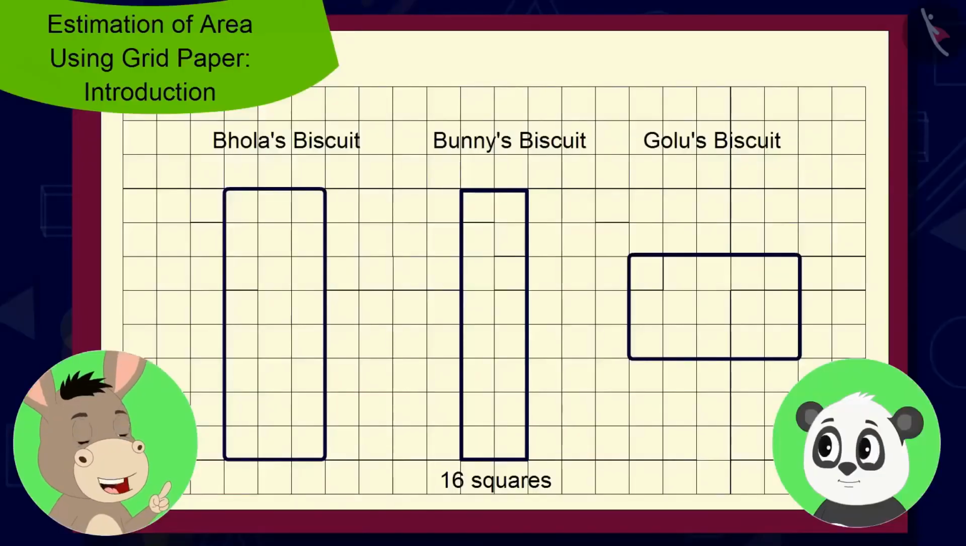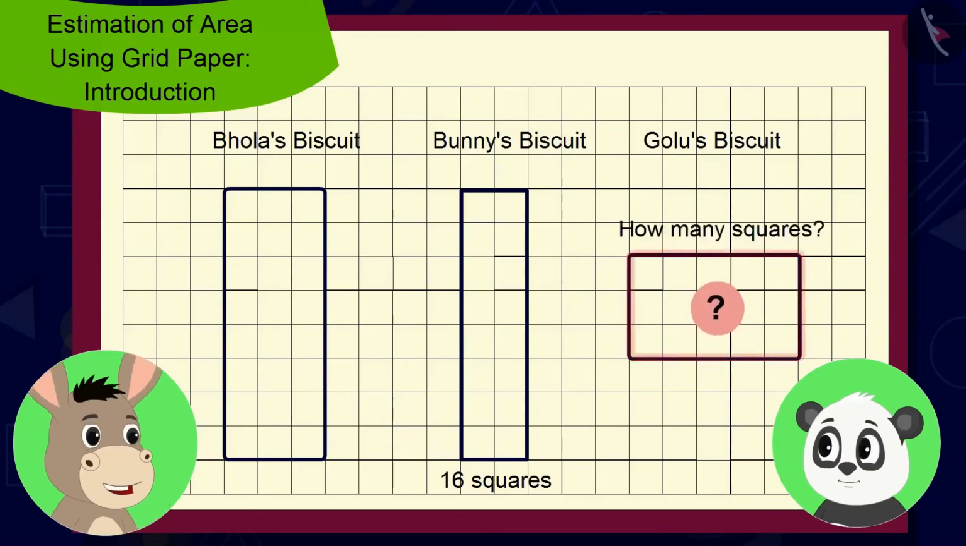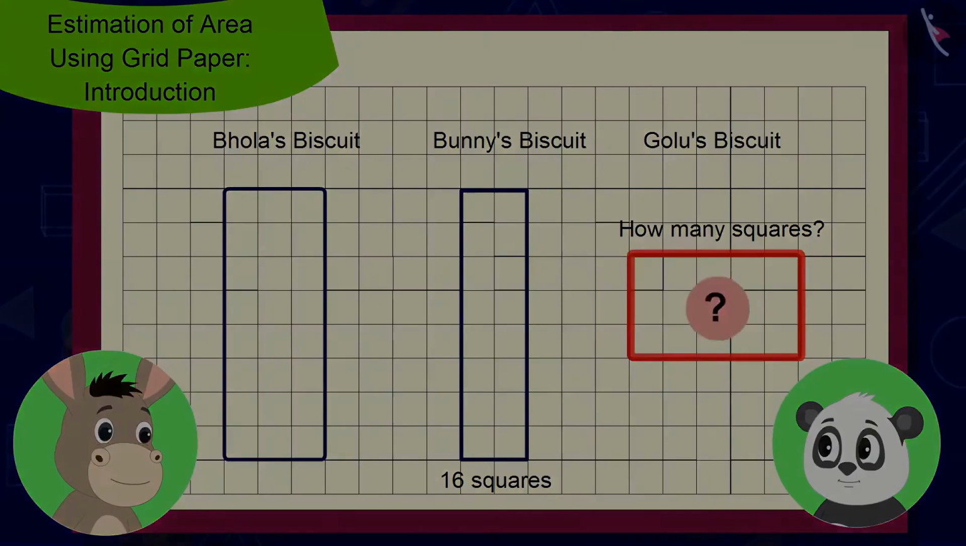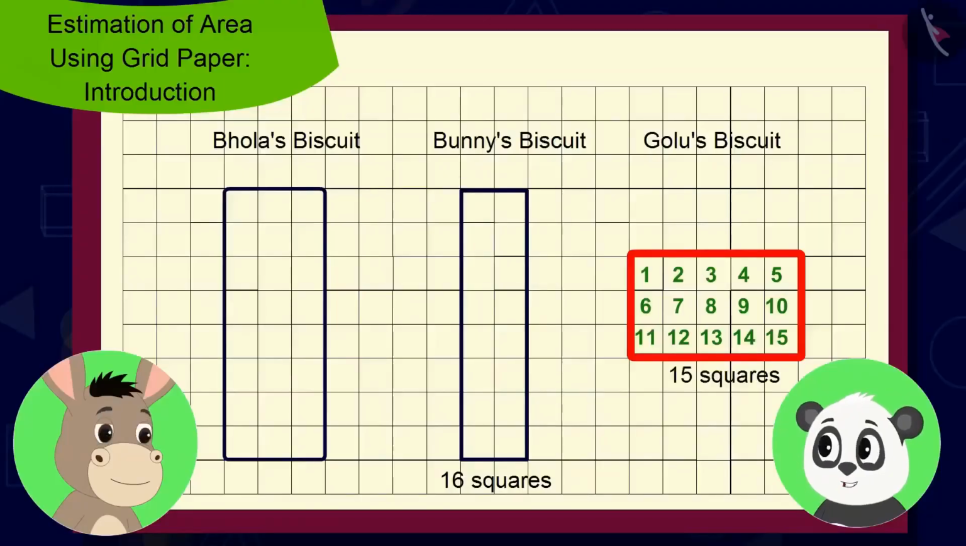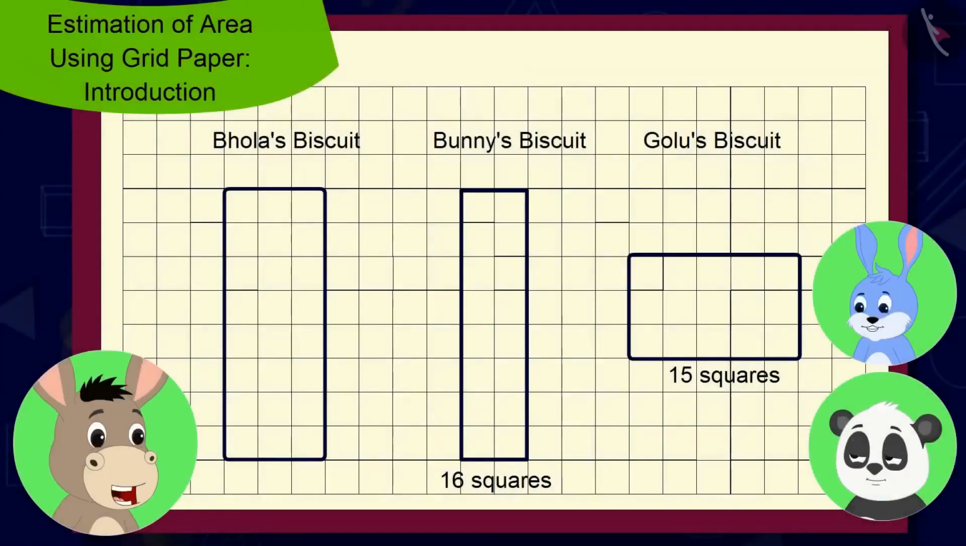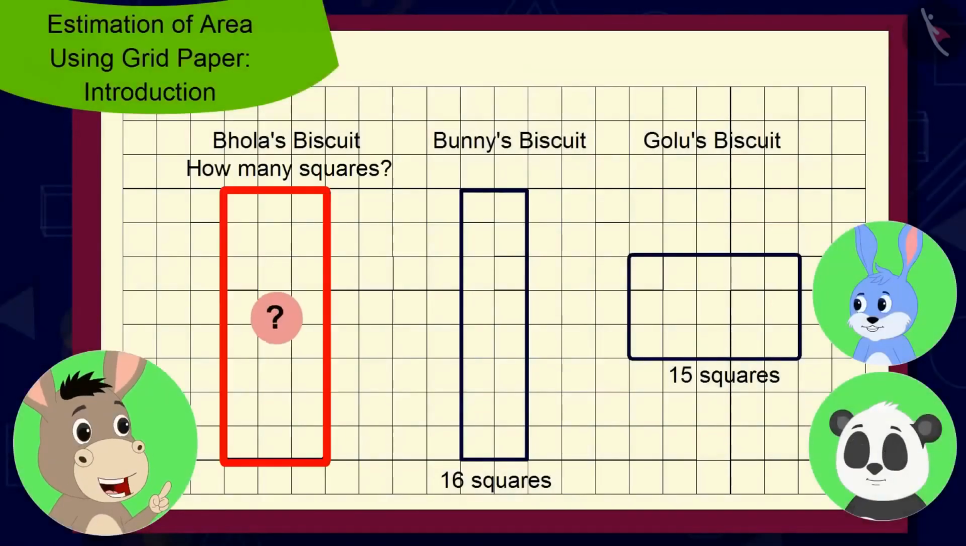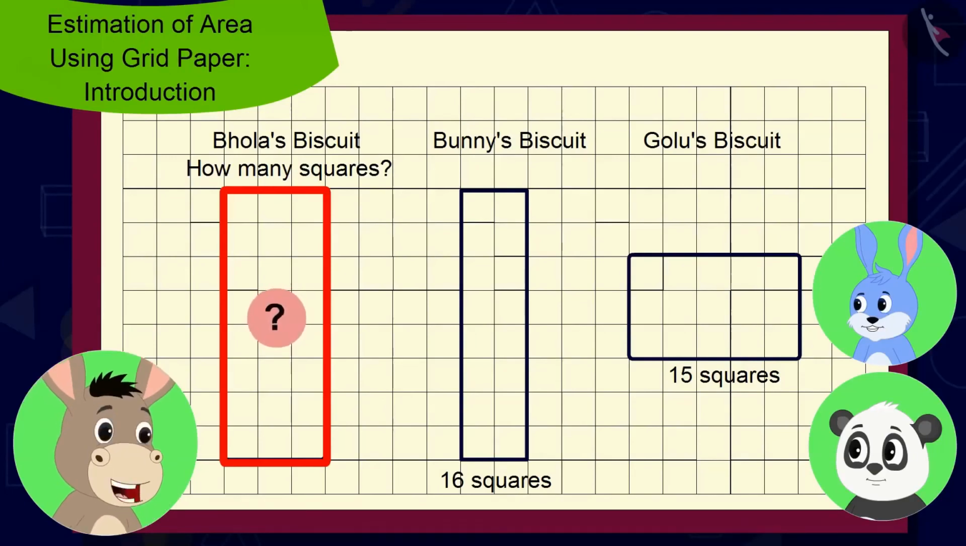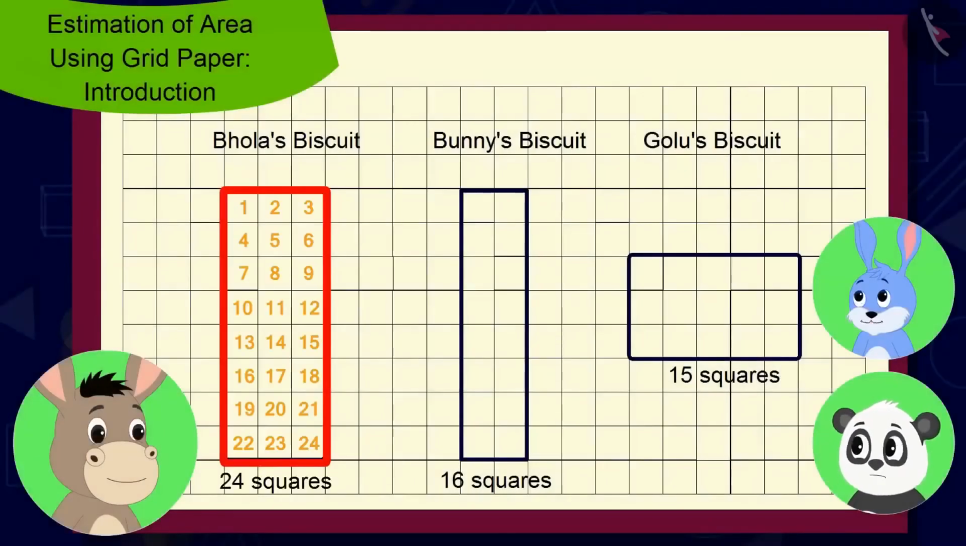And Golu, tell me how many squares are there in the shape of your biscuit? Bhola asked Golu. 15 squares, said Golu. And can you both tell me how many squares are in the shape of my biscuit? Bhola asked Bunny and Golu. 24 squares. 24 squares? said Bunny and Golu, shocked.